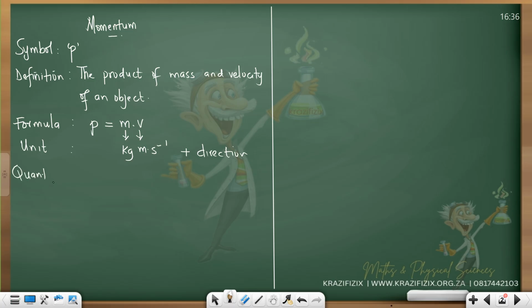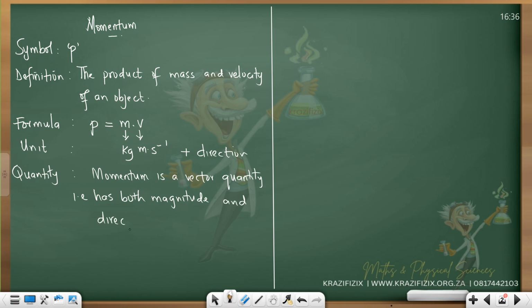Let's talk about the quantity. Momentum is a vector quantity. That is, it has both magnitude and direction. It has both magnitude and direction. So every time we do this, please, direction is important.